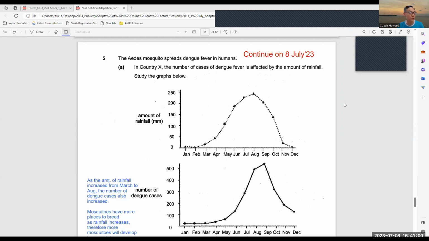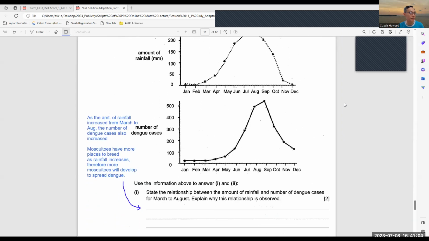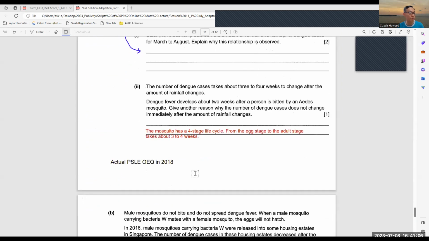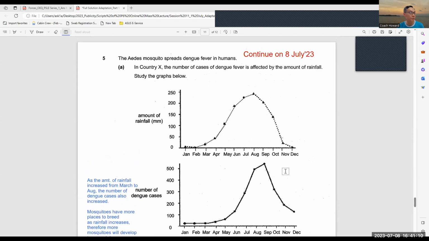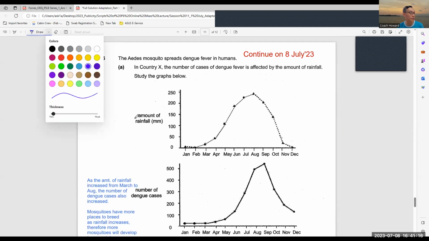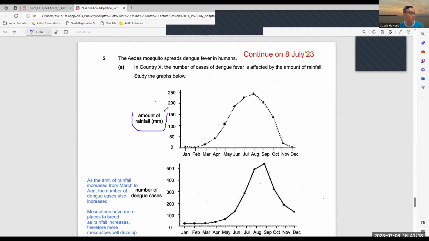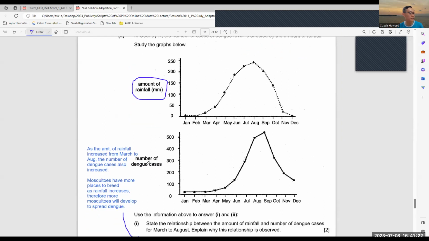Okay, good afternoon. So these questions actually came out in the previous PSLE examinations back in 2018. This is a very interesting question. Okay, number one, the student needs to interpret these two graphs. The first graph is called the rainfall graph, as being shown here. So it's good to highlight this part, the rainfall graph. Secondly is the number of dengue cases graph.